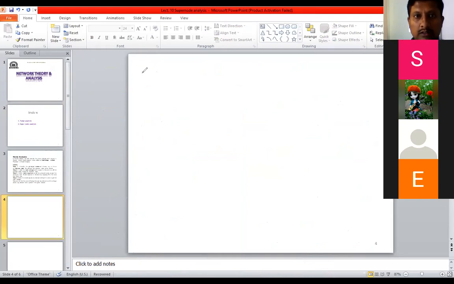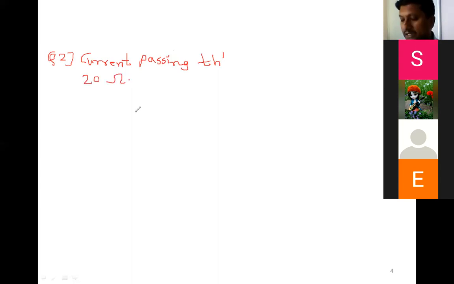Now question number 2, just wait. So here also we have to find out the current passing through 20 ohm. Determine the current passing through 20 ohm resistor. So the circuit diagram will be like this.